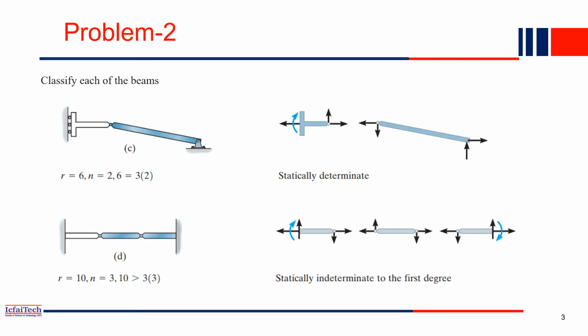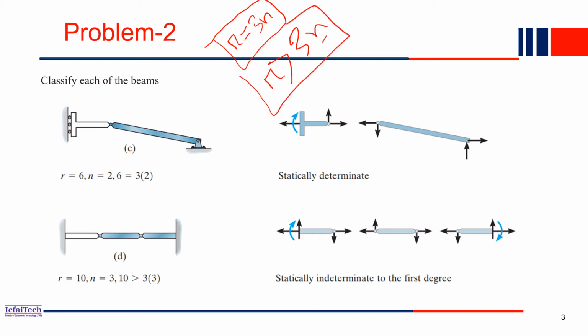Next, problem 2 will discuss whether the beam is determinate or indeterminate. Last class we discussed how to calculate the indeterminacy of the beam. What is the formula? If you remember, we used the number of unknown reaction forces, which we call R. If R is equal to 3N, then we call this structure a statically determinate structure. If R is greater than 3N, then the structure is indeterminate. What is N? N is how many parts there are in the structure. This is our basic formula we derived last class.